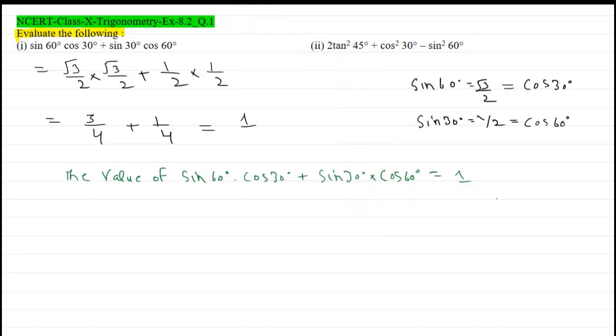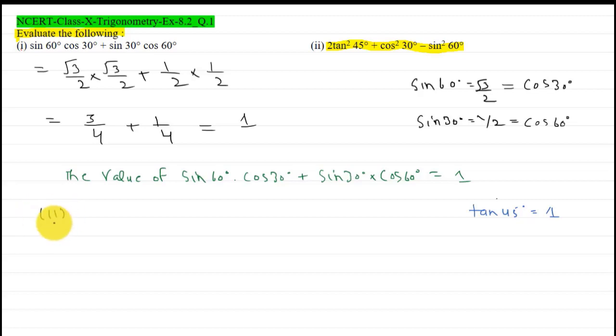We have to calculate 2 tan square 45 degree plus cos square 30 degree minus sin square 60 degree. To calculate these values we need tan 45 degree, which will be equal to 1, and cos 30 and sin 60 are root 3 by 2. So by putting these values in the expression we will get the second expression.